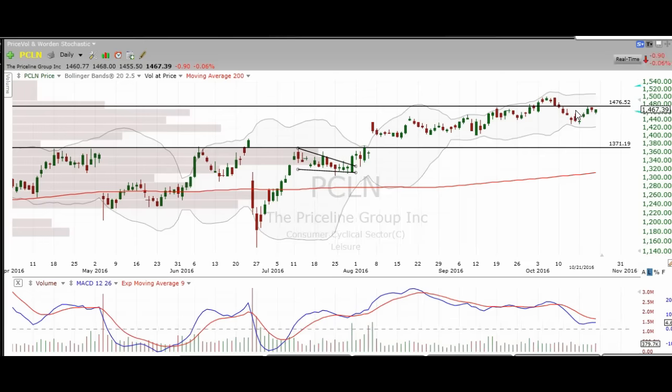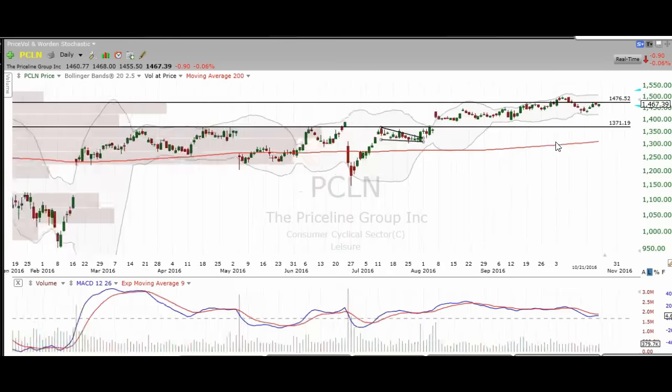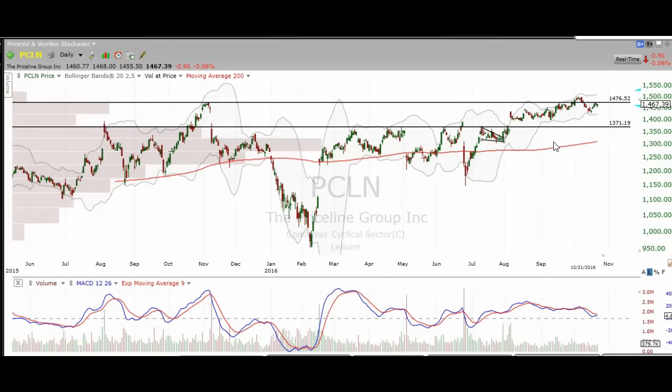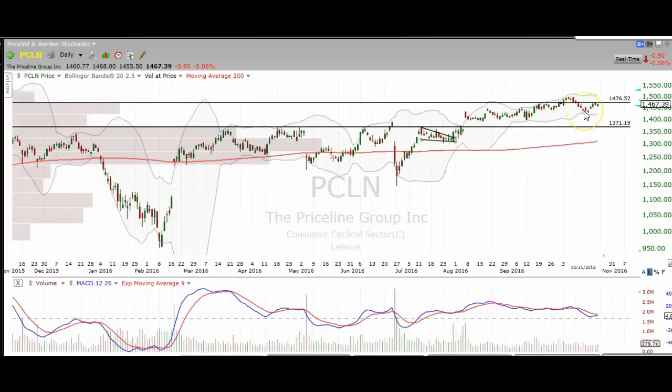Next one we're going to cover is Priceline. Priceline, I'm going to zoom out here so you can see this. These were the previous highs right here, and you can see that we broke to the upside right here over those previous highs, made new highs, but then we ended up not holding them and breaking to the downside.